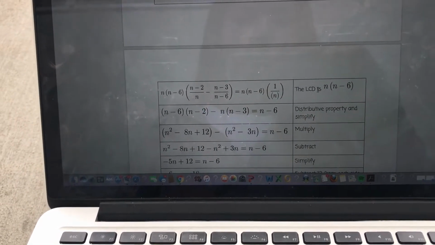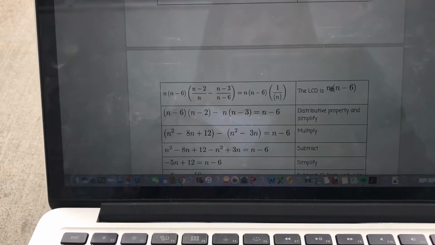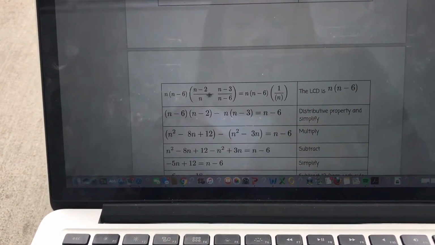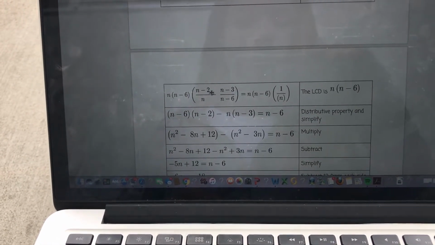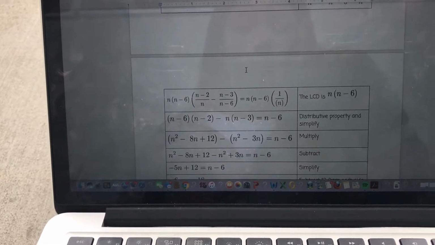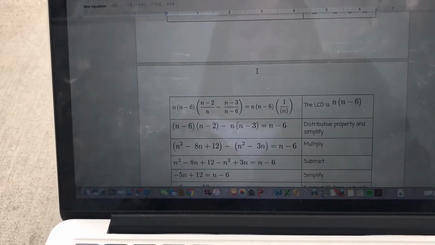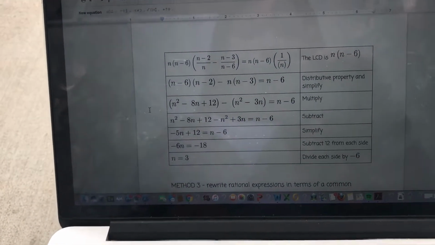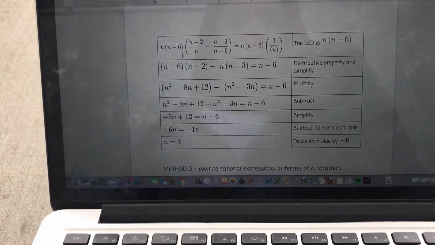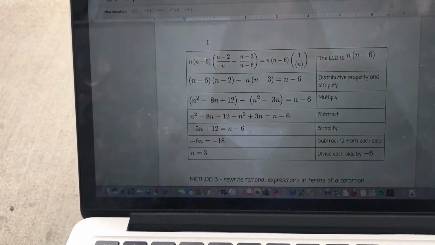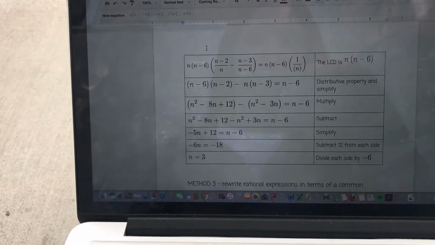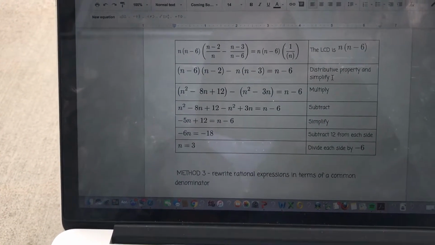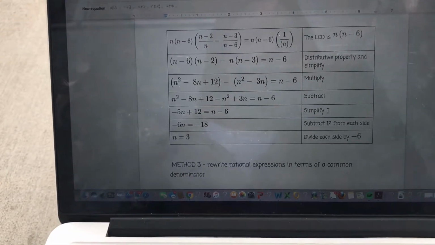So we figured out that it's n times n minus 6, because n times n minus 6 times n minus 2 over n minus n minus 3 over n minus 6 equals n times n minus 6 times 1 over n. And then after we figure that out, we're going to apply the distributive property and simplify. So n minus 6 times n minus 2 minus n times n minus 3 equals n minus 6.